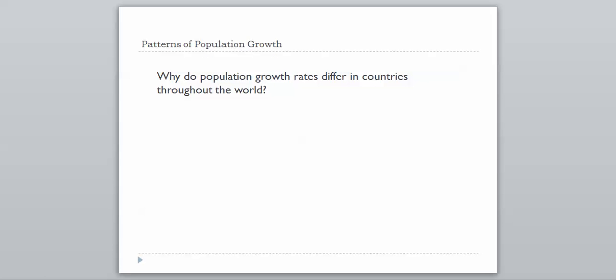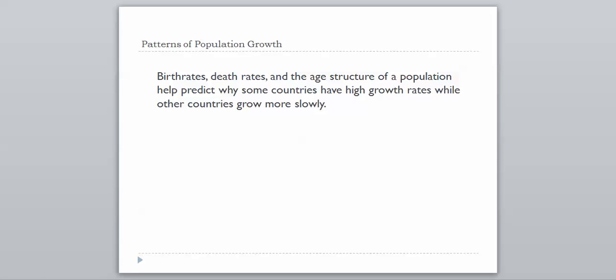Another thing, getting more specific, is that we can look at how population growth rates differ in countries throughout the world. People are curious as to why different countries experience different growth rates, so that's what these people look at. Birth rates, death rates, and the age structure of a population help predict why some countries have high growth rates while other countries grow more slowly. Birth rates and death rates are pretty obvious: if more people are being born than die, then your population's going to grow.